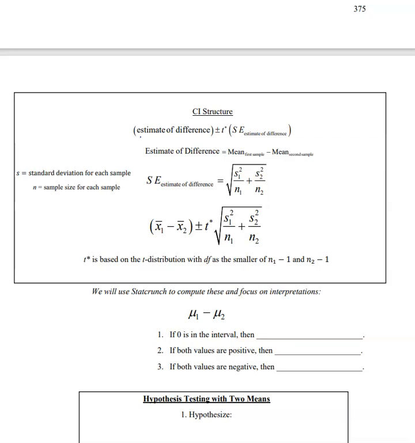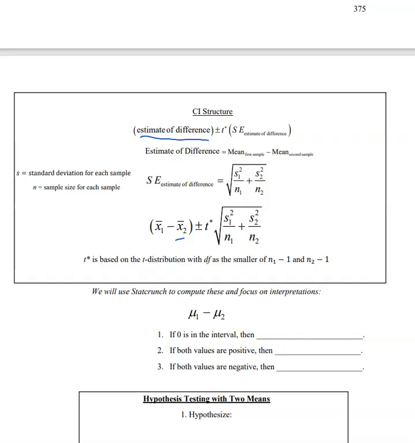In this case, it would be the estimate of the difference between the two X bars, plus or minus the T star value times the standard error. And then just note that X1 bar represents the mean for the first sample. X2 bar represents the mean for the second sample. S1, of course, is the standard deviation for this first sample. S2 would be the standard deviation for the second sample. And N1 and N2 are the sample sizes. T star, remember, varies with the degrees of freedom, just like it did when we worked with one sample.